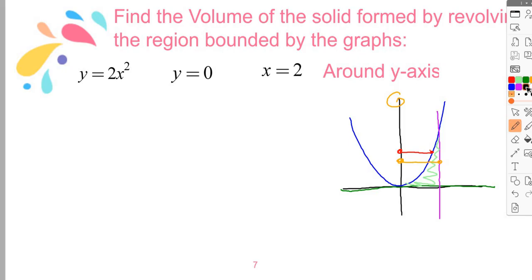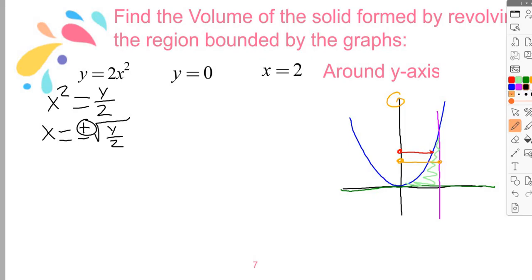Now, two things. If I'm going left and right and I'm rotating around our y-axis, what do I need my equation in terms of? Y. So what do we need to solve for? Y is already solved for. I need to solve for x. So then I'm going to take the square root. Notice that I am dealing with the right side, so I'm dealing with my positive root.